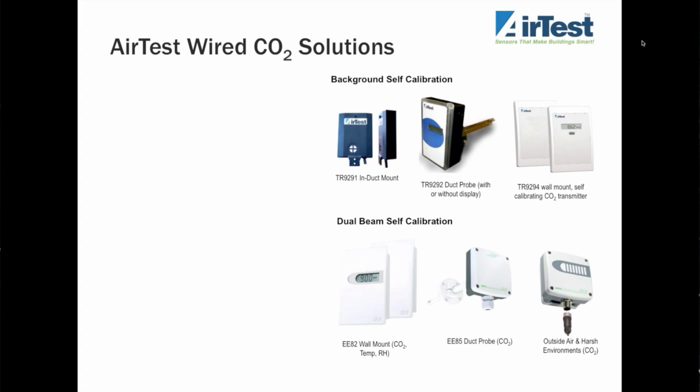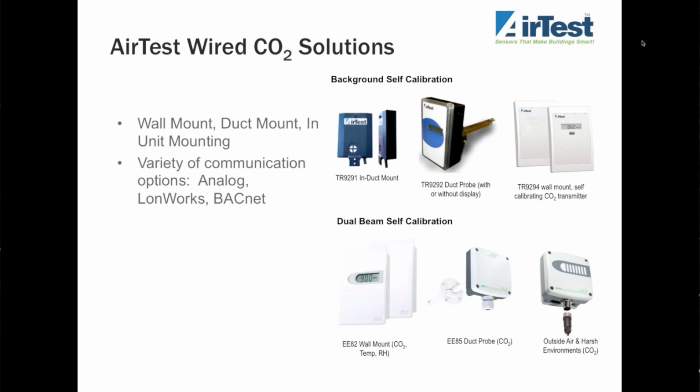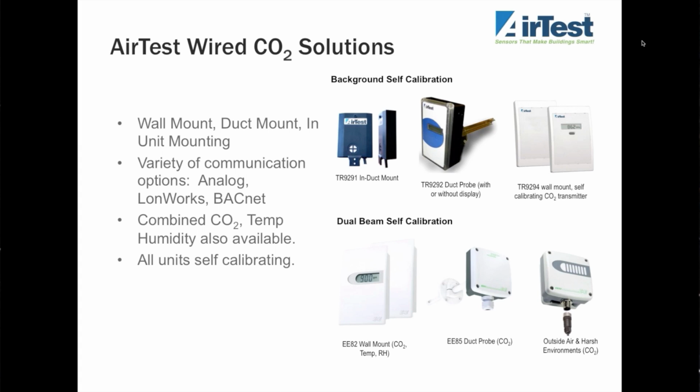Now, we have a number of different solutions for measuring CO2, and that includes devices that can be used for wall mount, duct mount, in-unit mounting. We also have different ways that the sensors can be integrated into the building control system, including analog, LonWorks, and BACnet. And also we have not just CO2 standalone, but also CO2 temperature and humidity sensors. And all units are self-calibrating. As you can see on the illustration here, we actually segregate the types of sensors into sensors that use a background ambient air self-calibration and other units that use a dual beam internal reference calibration. And I won't go into the details of the two here, but you can certainly contact us and we can provide you more information on that.